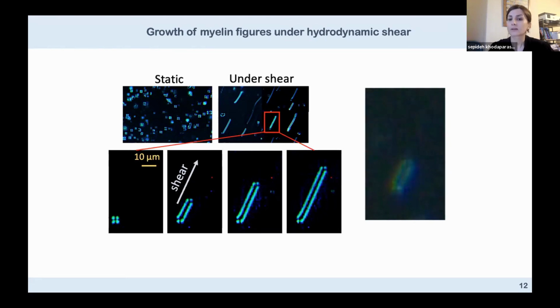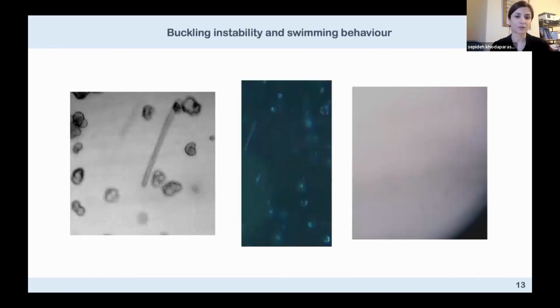These are, once again, not equilibrium structures. They start from a spherical droplet structure, which is a parent structure, and they grow in length. At this point, if I stop the shear, they will retract and get back to larger droplets, which is basically getting back to the original structure that they had.